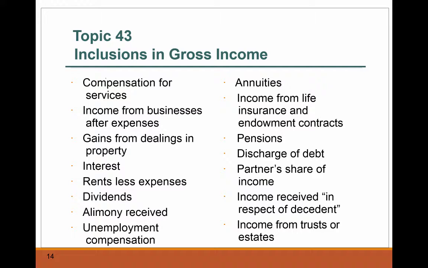The most important is compensation, any compensation that you have. If you made money from a business, interest is also common. Dividends, if you have Schedule C for your capital gains and losses. If you have unemployment compensation, you do have to report that. Pensions, any share of income, and then trusts or estates. And we're going to talk more about trusts and estates and the income associated with that.